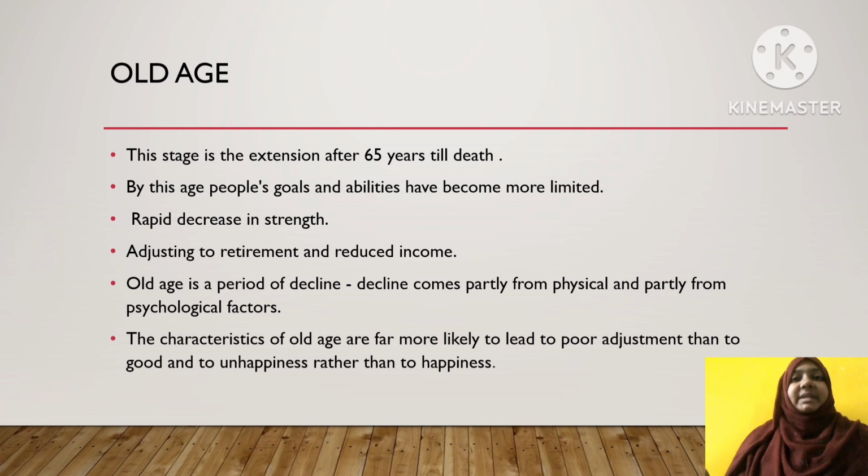Old age is a period of decline. Decline comes partly from physical and partly from psychological factors. The characteristics of old age are far more likely to lead to poor adjustment than to good, and to unhappiness rather than to happiness. In old age, the people behave like small children. They have a problem in adjusting.